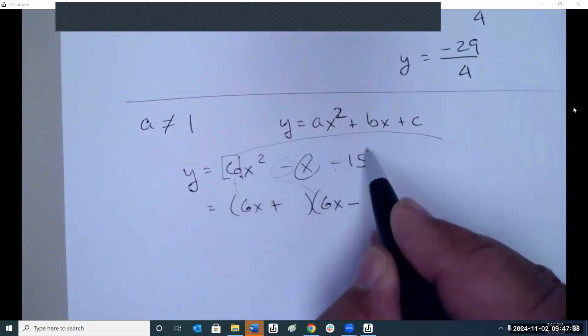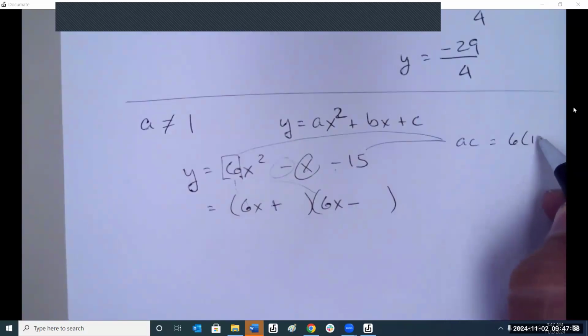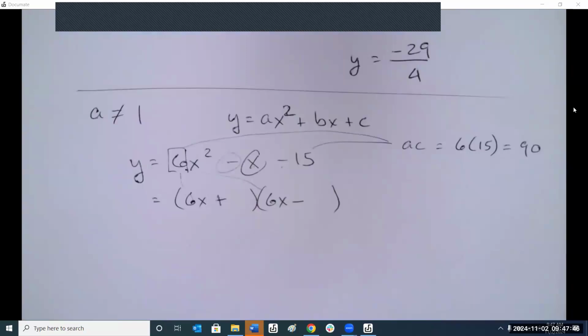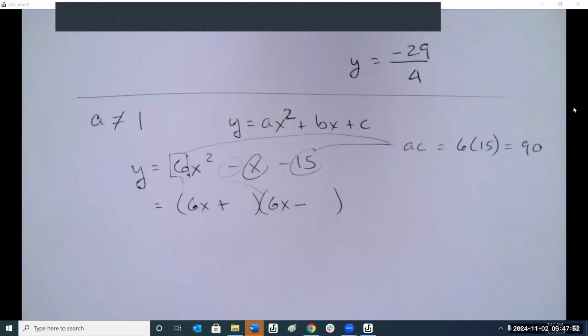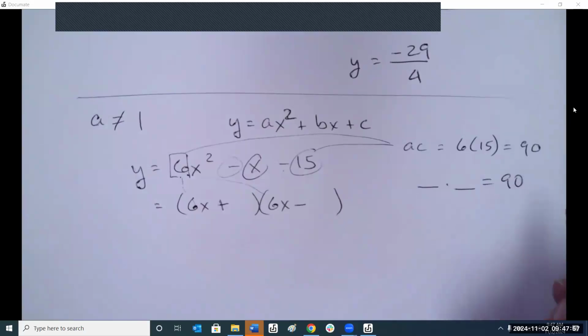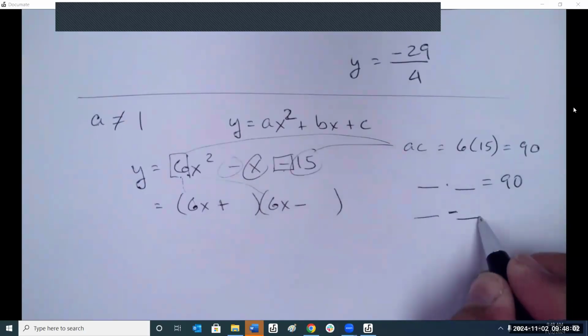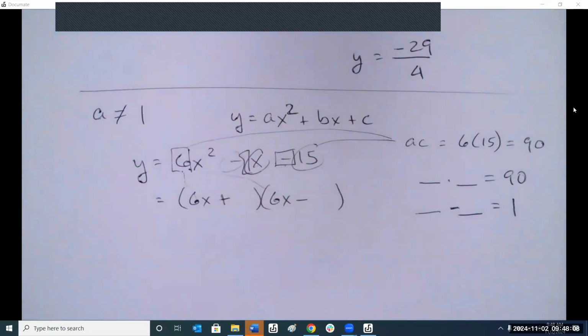We do the same thing we did last time. Take A times C, which is 6 times 15, which is 90. Take A and C, multiply them together. Now we have to figure out what two numbers multiply to give you 90, and when you subtract them, it equals 1, which is B. Can we think of any numbers?